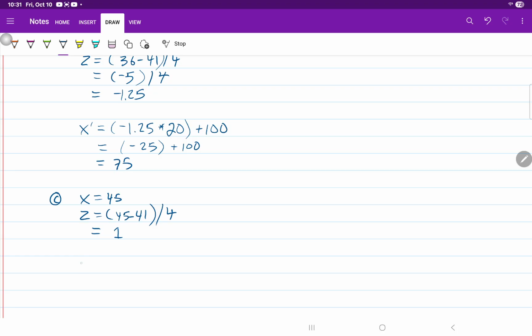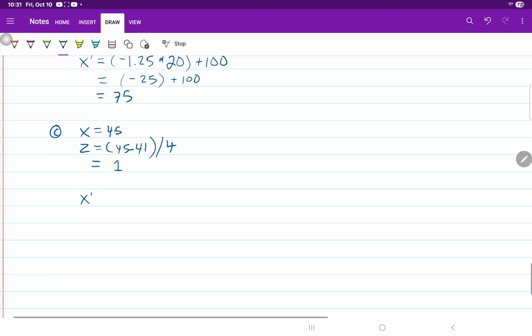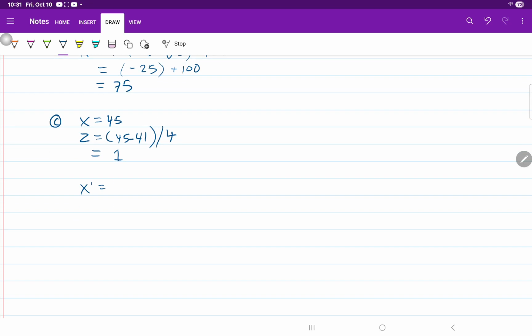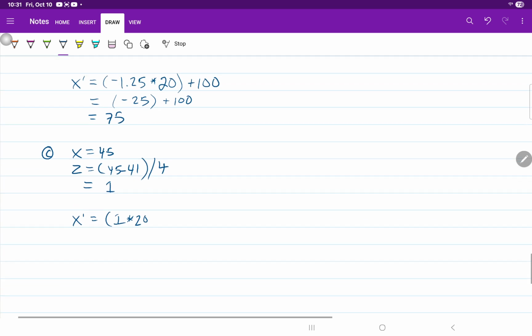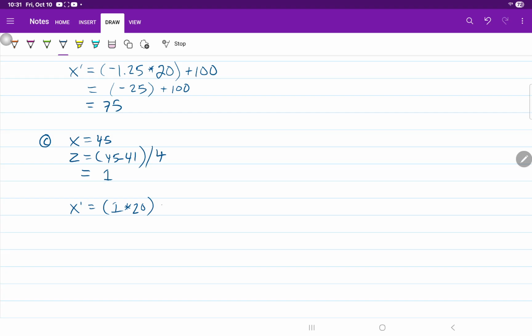So let's rescale this now. X prime equals our z-score of 1 times our new standard deviation, which was 20, I think. I hope it was 20. Yes, it was 20. Plus our new mean. This is going to give us 20 plus 100, which equals 120.